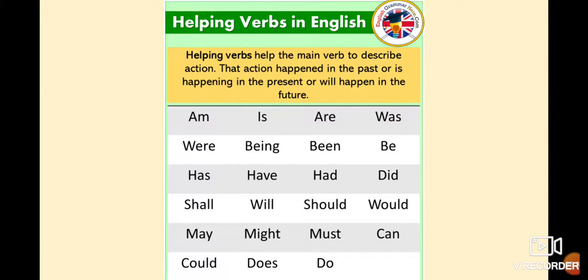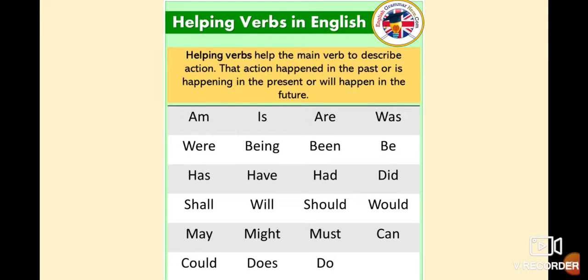Now, we have the helping verbs in English. You know that the helping verbs help the main verb to describe action. The action happened in the past, or is happening in the present, or will happen in the future. It's the same as the state of being verb. So we have verbs, and you know that we can use action verbs in past, in present, and also in future. And this one helps the context of the main verb. Remember, a main verb is the action that the person develops, or in some cases is the state in which the person is.